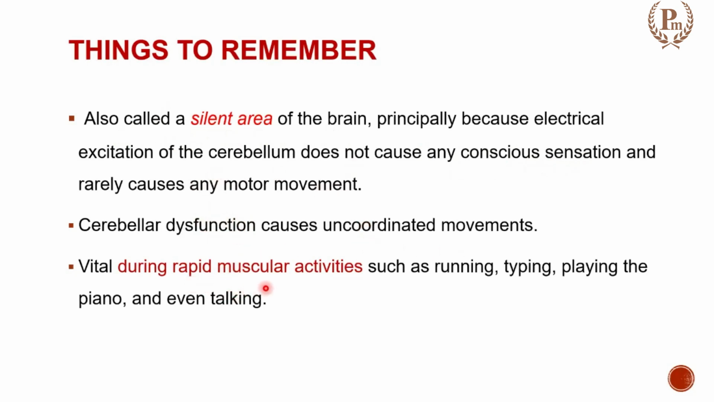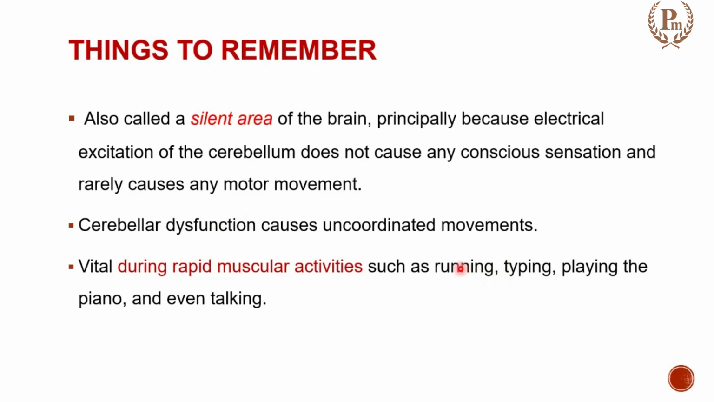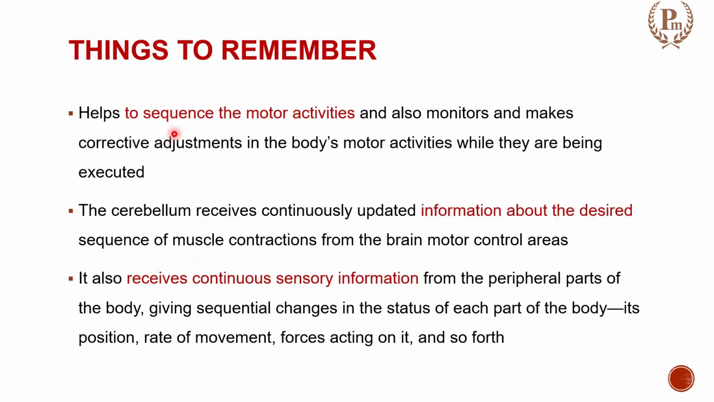Vital functions, especially rapid muscular activities such as running, typing, where you are moving your fingers at speed, playing the piano, or even talking, when you are using your tongue, you are making a lot of coordination to vocalize or make any phonation, right? So if there is any lesion to the cerebellum, we will definitely have a problem in all these types of rapid muscular activities. Then the cerebellum also helps to sequence the motor activities.